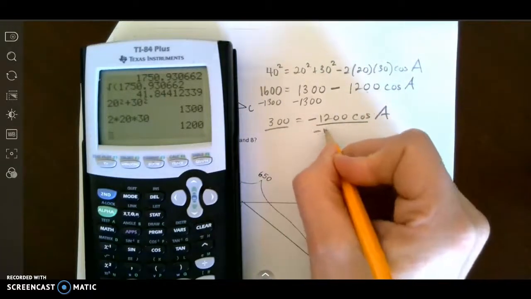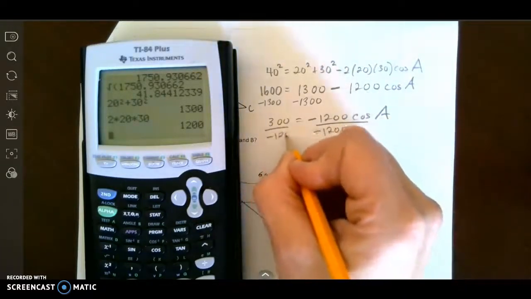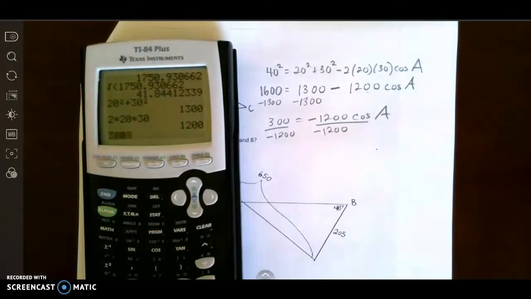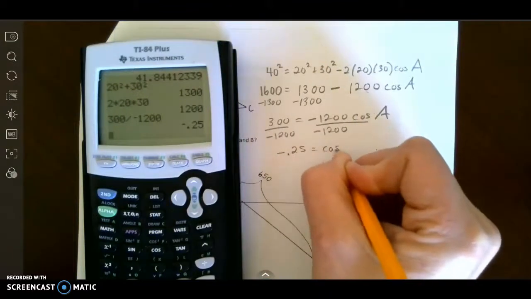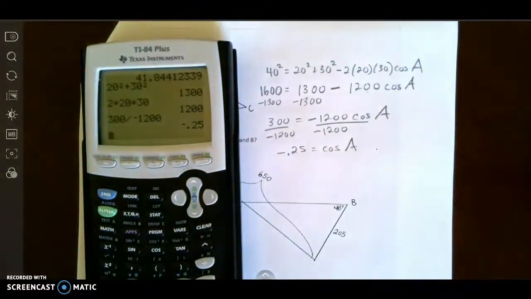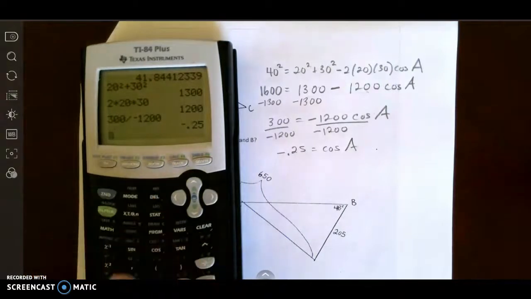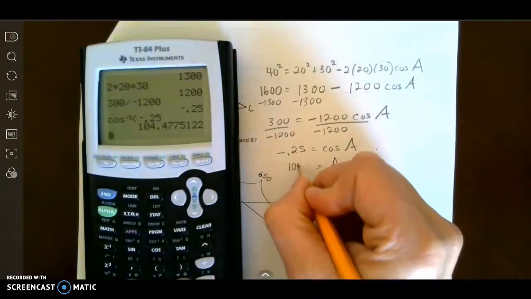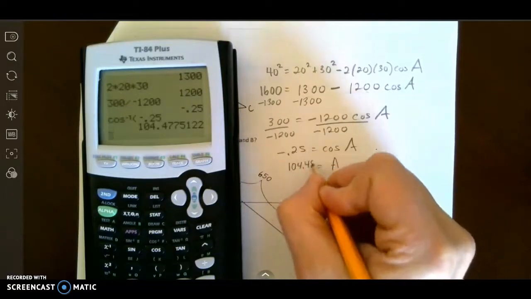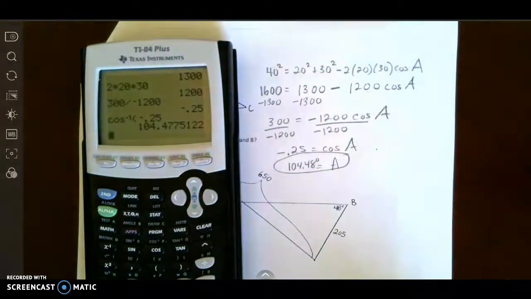Divide both sides by negative 1200. So 300 divided by negative 1200 is negative 0.25 equals cosine of A. So inverse cosine of negative 0.25, and I get that A equals 104.48 degrees.